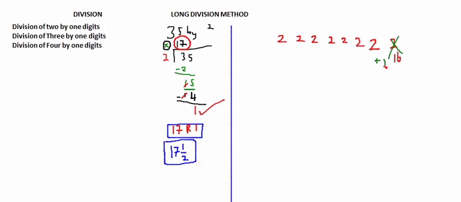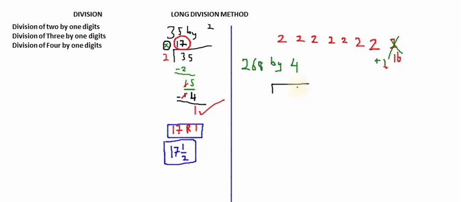Now let's take another example. The second example I have here is, let's say we are given, divide 268 by 4. Now this is 268 by 4. And the first step I say we go is to what?